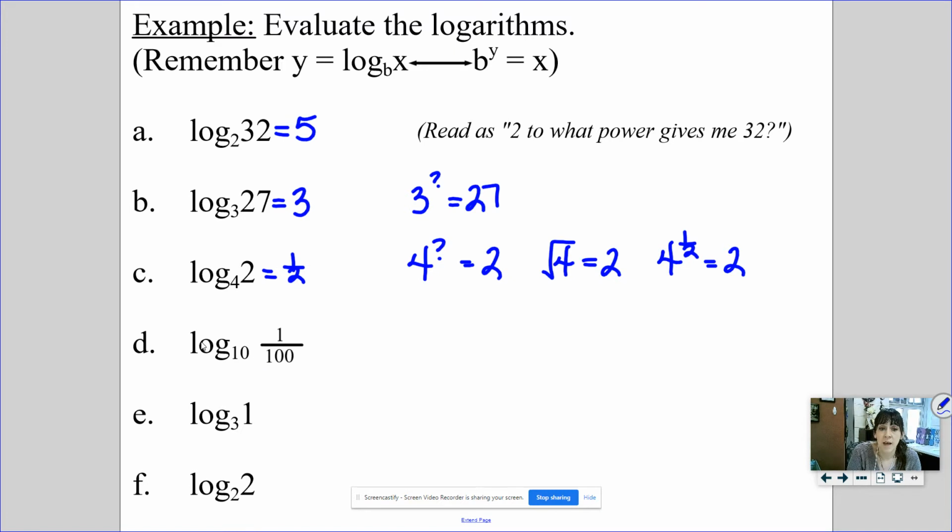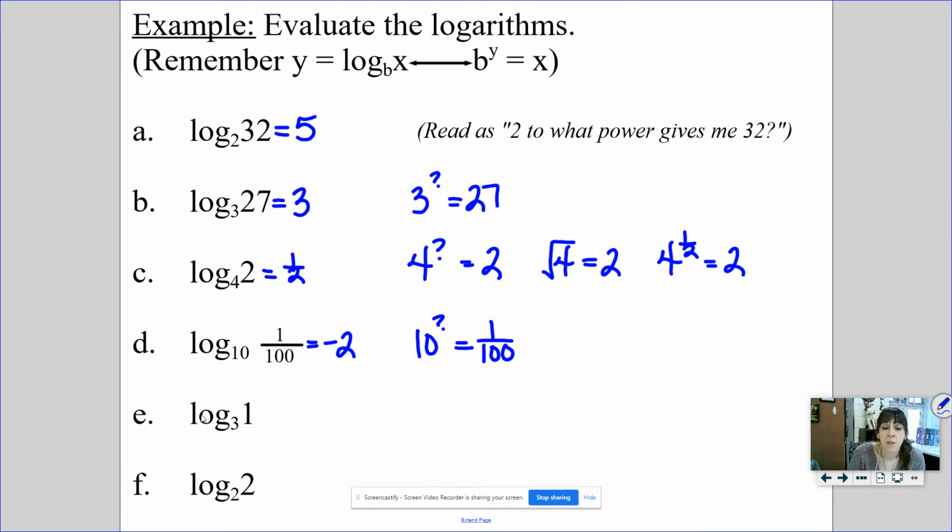Okay, let's try the next. Log base 10 of 1/100 means 10 to what power equals 1 over 100. So here we're going to need a negative exponent, but we also are going to need something more to make it into a 100. So 10 to the negative 2 would make it go to 100, but also put it into a fraction because of the negative.